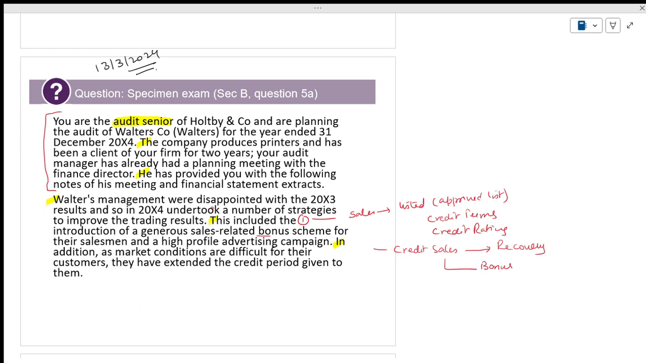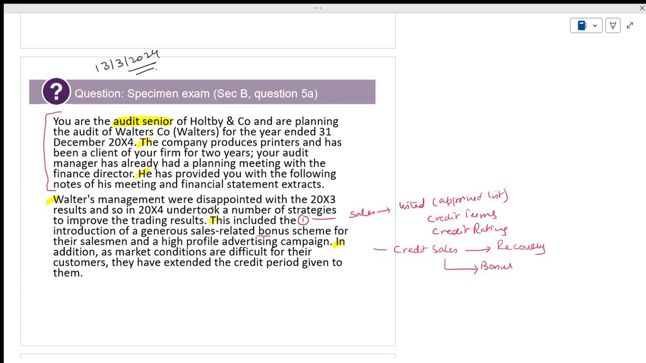Now the salespersons will do credit sales. They will show the numbers, but they will get the bonus. But ultimately, at the point of recovery, they are not going to recover. This is the audit risk. This is the way you have to analyze it. Is it right? Now, they have a high profile advertising campaign. You are giving a campaign, yes. The sales is there. People with high profile to attract the customers.